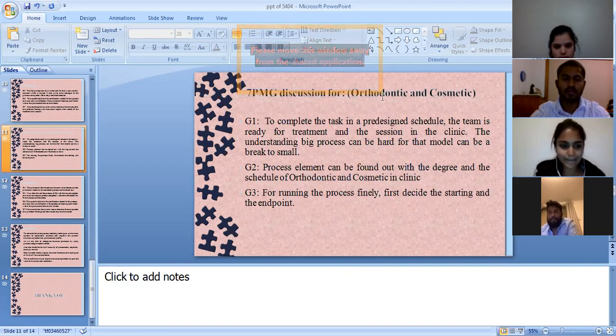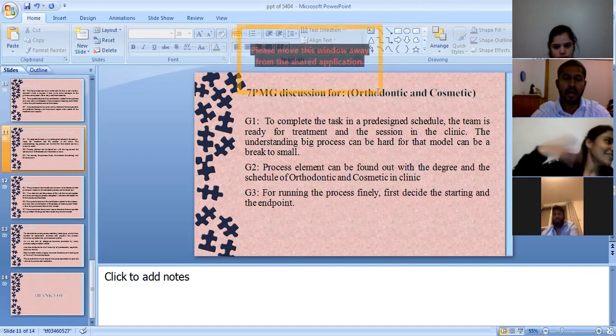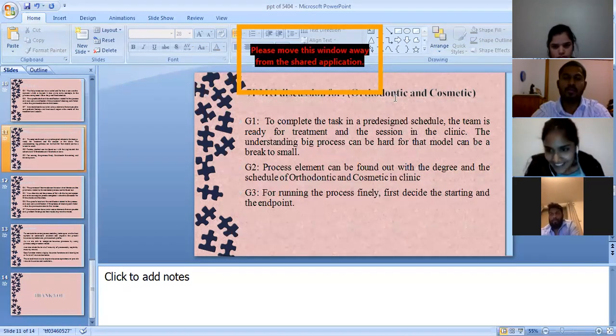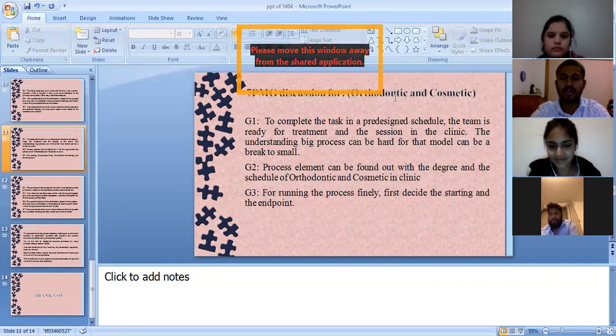So, guys, I'll be discussing the 7 process modeling guidelines for orthodontic and cosmetic patients, and I'll also be relating every guideline to the case study. The first guideline says to minimize the routing paths per element. To complete the task in a pre-designed schedule, the time is ready for treatment and the session in the clinic.